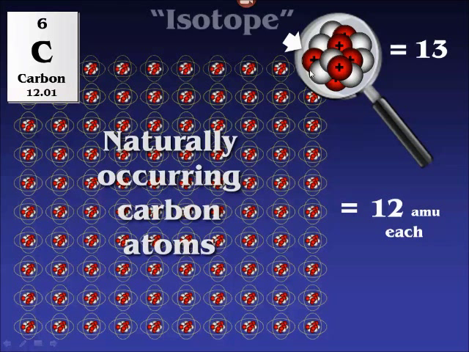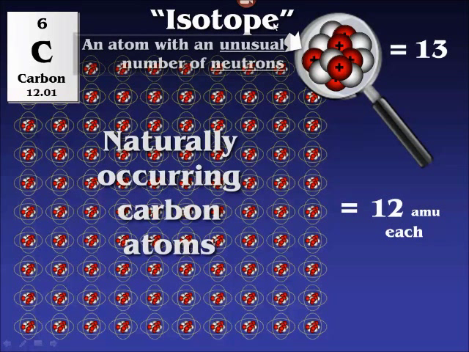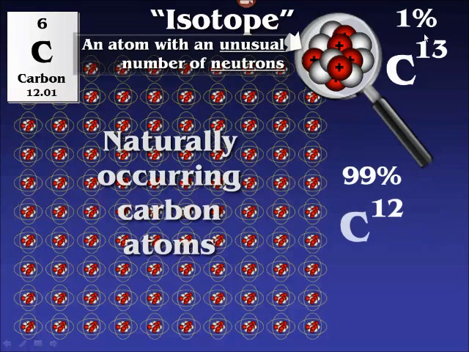So 1 out of these 100 is what's called an isotope. It's an atom with an unusual number of neutrons. So an isotope is simply an atom with an unusual number of neutrons. In this case, it has 1 extra neutron compared to your average normal carbon atom. So its mass is 13, and we call that carbon-13. About 1% of all carbon atoms are carbon-13, and 99% of carbon atoms are carbon-12.